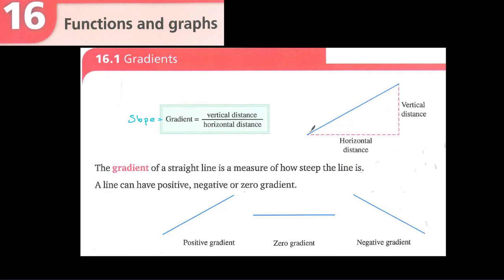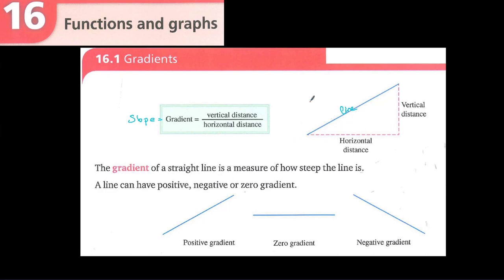Here is the line, and the vertical distance of the line is this one. The horizontal distance is this one. When you divide the vertical distance by the horizontal distance, you will get the slope of the line. The slope of a straight line is a measure of how steep the line is. So here, how much it is inclined. Actually we also use that term, how much it is inclined.